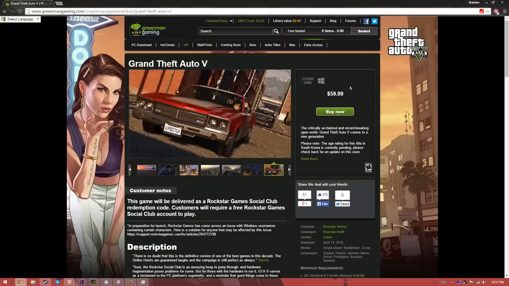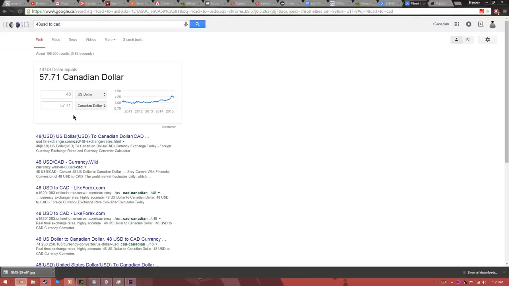My own example of the US dollar working in your favor is the last game I bought from them, which was GTA 5. I bought the game from Green Man Gaming for $59.99 US dollars, then brought it down because of the 20% off coupons, and on top of that I only paid $48 Canadian when I should have been paying $57 Canadian due to the conversion rate.